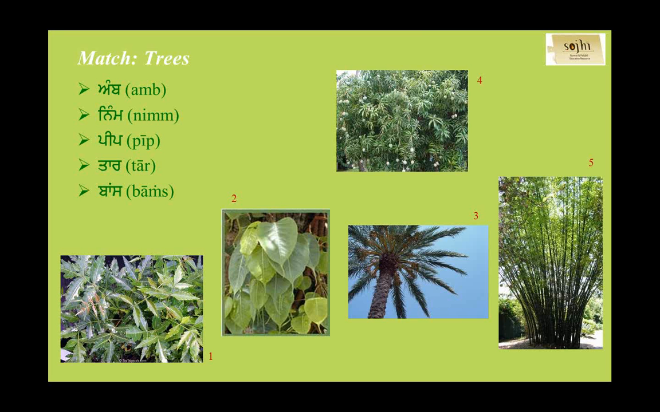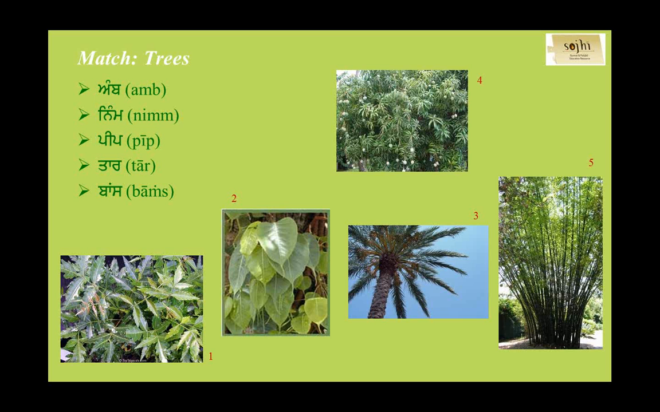I recognize two, so let me tell you the ones that I recognize. So what's an umb? Has anybody ever had a mango? Can you see a mango tree? That's number four. And nim. I wasn't sure about this one, but Jasmine, she helped me with this one. She said number one is nim. Is that what you said? Maybe some of you knew that one.